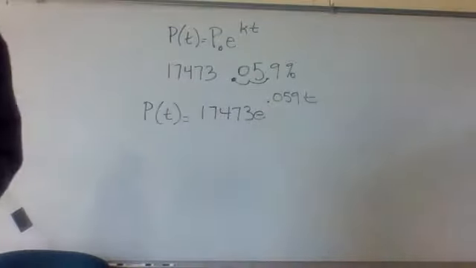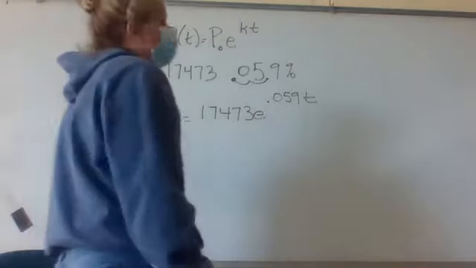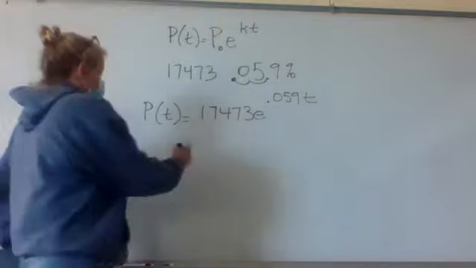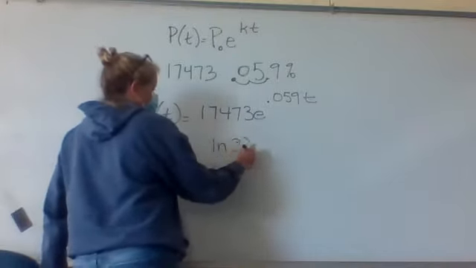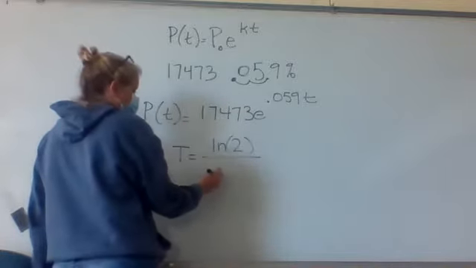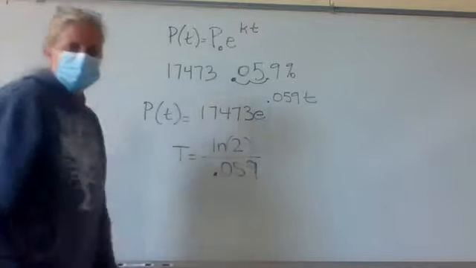Okay, the very last part of this problem wants to know the doubling time, or how long is it going to be before I double my money? So remember, doubling time is always ln2 over whatever the rate is. And what's your rate? 0.059.